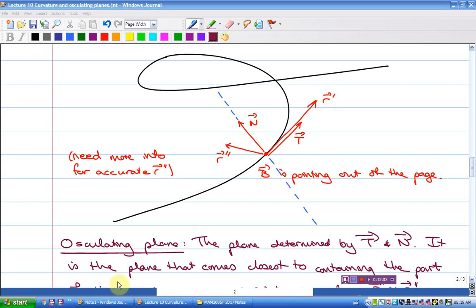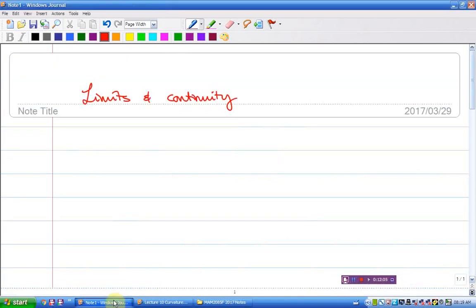I really need to carry on with limits and continuity, so here we are. Okay, new section of the work. I'm going to get my notes just right.